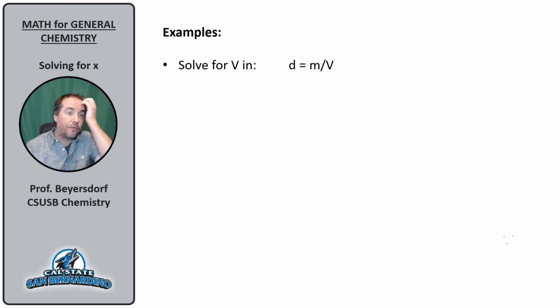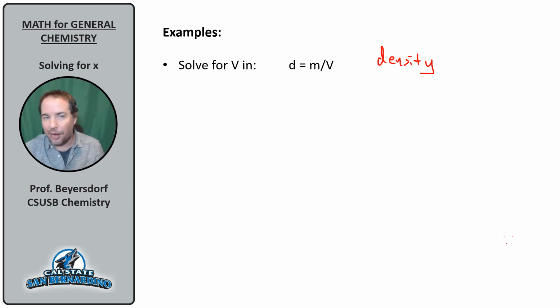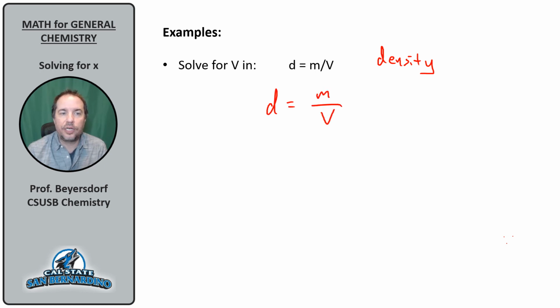So we have solve for v in d equals m over v. Now this is a density calculation. If you don't know about density yet, haven't covered it, doesn't matter because the math is the same, whether you know the meaning behind this or you don't. All right, so if I have d equals m over v, and I want to solve for v, well, remember what we said. A lot of times the first step is to cross multiply, right? To get things out of the denominator.